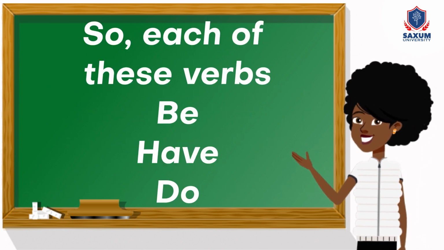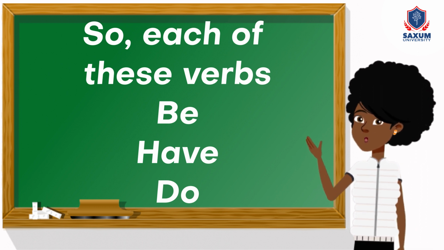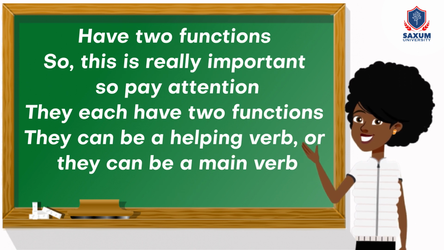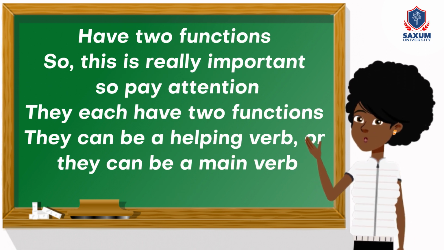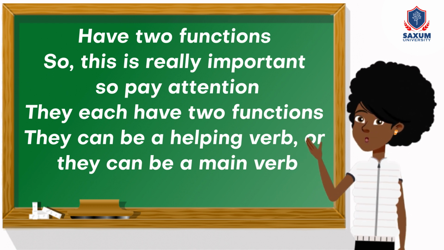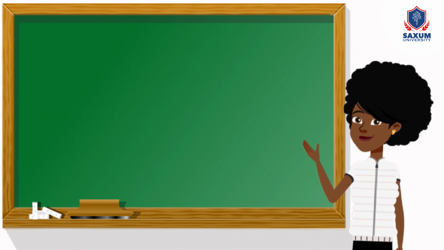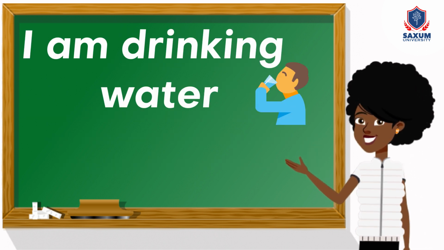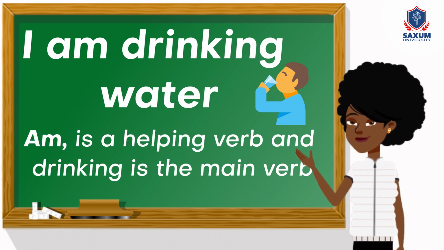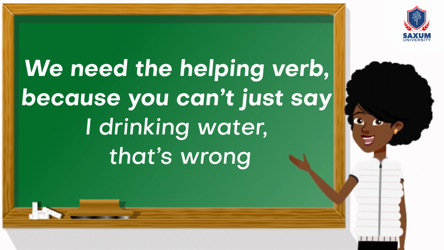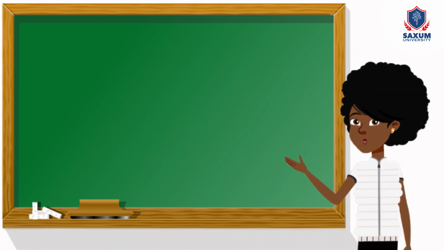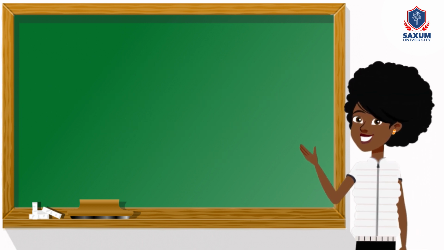Okay. So, each of these verbs, be, have, do, have two functions. So, this is really important, so pay attention. They each have two functions. They can be a helping verb, or they can be a main verb. So let's look at an example. I am drinking water. Am is a helping verb and drinking is the main verb. We need the helping verb because you can't just say, I drinking water, that's wrong. That's why you need two verbs. We need a helping verb and a main verb.